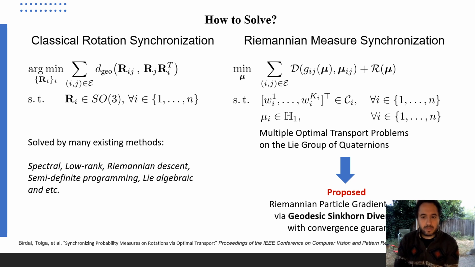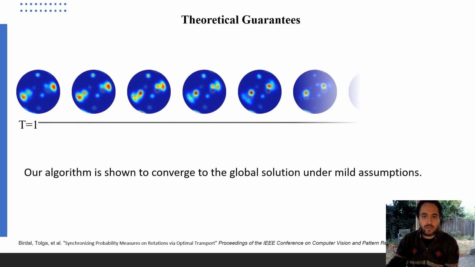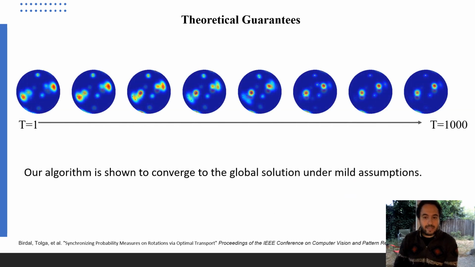basically using optimal transport on the Lie group of quaternions. And this uses geodesic synchronization divergences, and we show ways how we could minimize it. In fact, we show a theoretical guarantee that we are able to find a global optimum of this problem under certain mild assumptions. So for the details, I refer you to the paper on the slide.